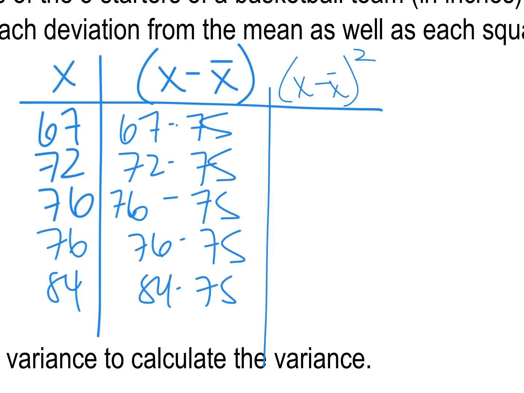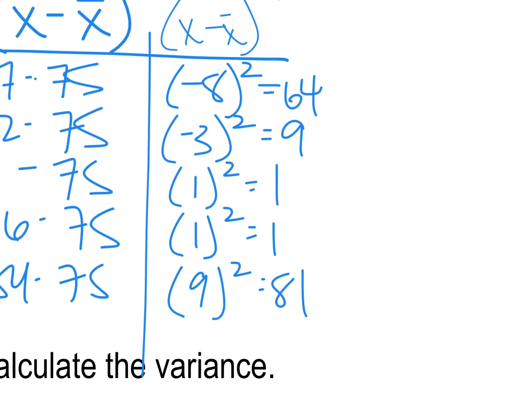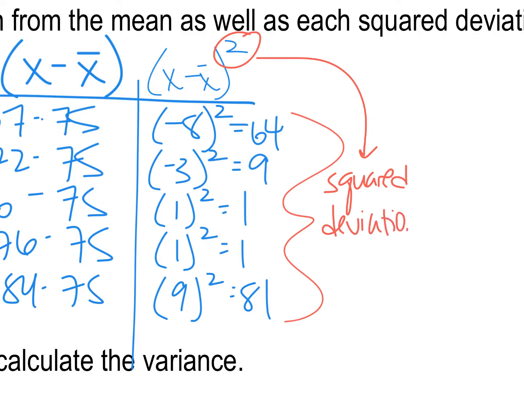When I do 67 minus 75, that's a difference of -8. That's the deviation, but when I square it, I get 64. So remember, whenever you square a negative number, you get a positive number. I filled out that column really quickly, and that gives you all of the squared deviations. Deviation is the very first word you wrote at the top when you copied down that definition. It means distance from the mean. So I did all of these deviations, and then I squared them all.